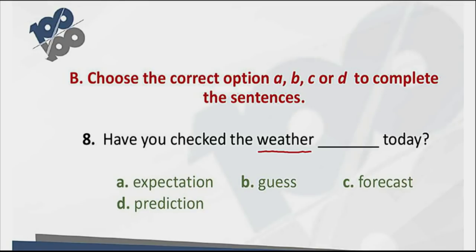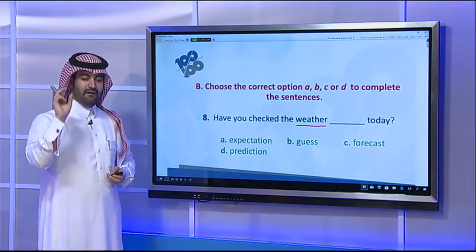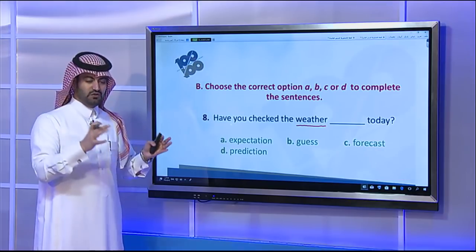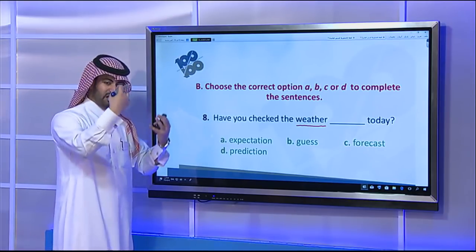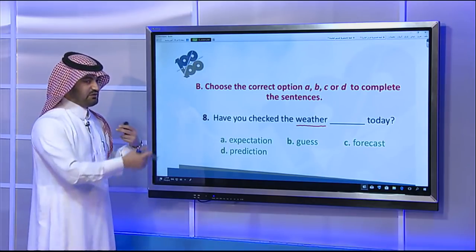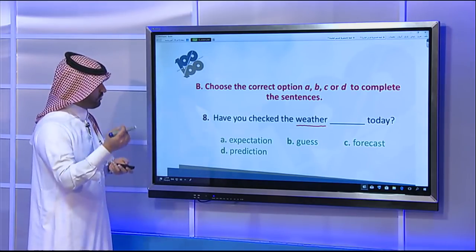When I say weather forecast, it means a prediction or description of what will happen in the future based on what we see here, or based on evidence we know. يعني مبنية تنبؤات مبنية على وقائع نعرفها هذه غالبا في الطقس. Weather forecast اللي هو توقعات الطقس.